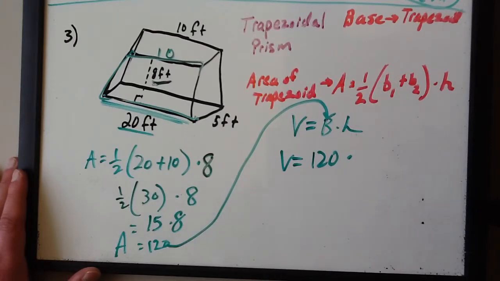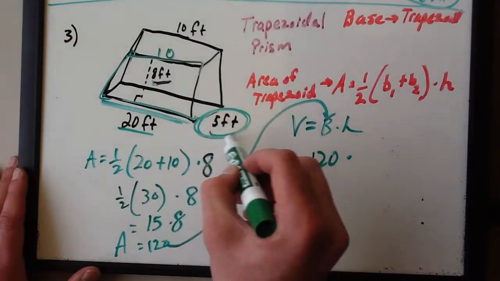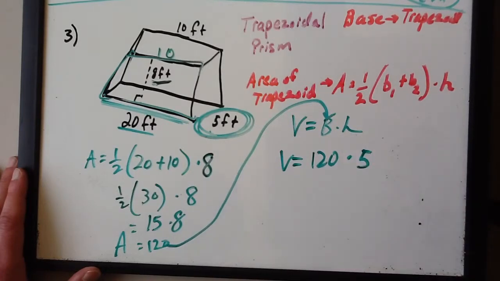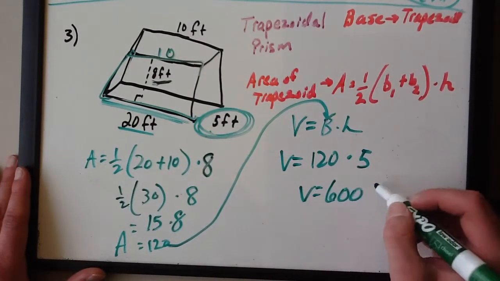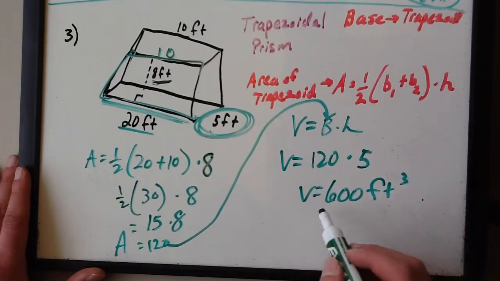So what is the height of the prism? The height of the prism here is 5. So 120 times 5, so the volume is 600 feet cubed, cubic feet.